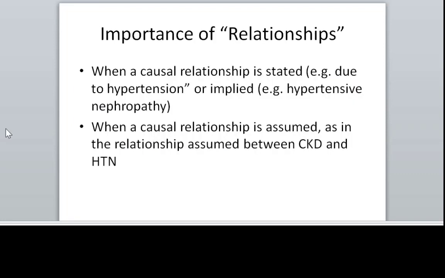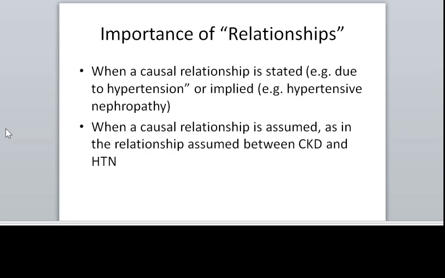When we talk about some of the chapters, the importance of relationships cannot be overemphasized. It's true in this chapter, and it's true in some of the other chapters. When a causal relationship is stated, and that means due to something or implied, that's one way you're going to code, and another way you're going to code is when a causal relationship is assumed. For example, the relationship between chronic kidney disease and hypertension is assumed. You don't have to look for additional documentation. You assume there is a relationship between those 2 things.